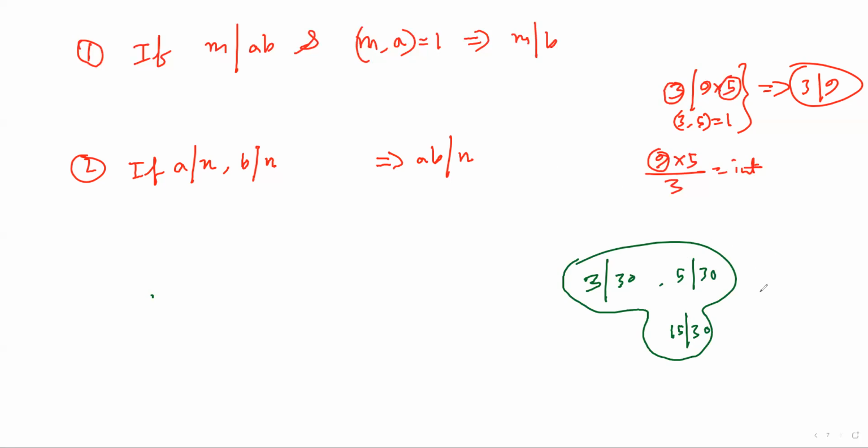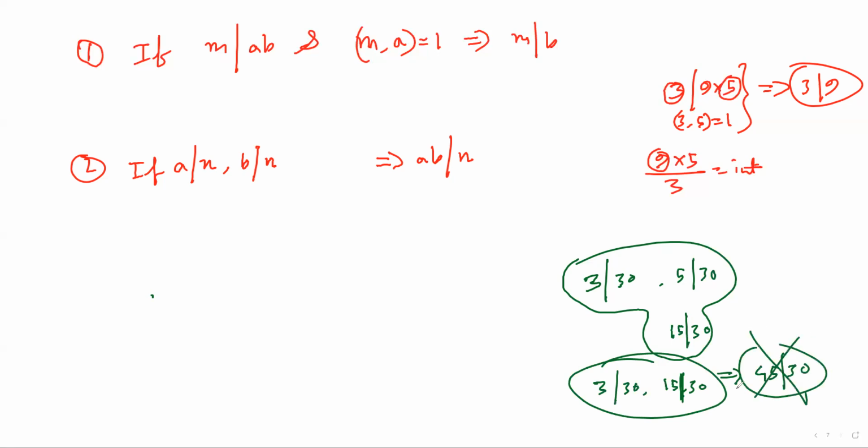Not really. You could actually manage to find counterexamples. In fact, we can reuse this example. 3 divides 30 and 15 divides 30. Should this mean 3 times 15, which is 45, also divides 30? This is not true, right? So why was the first case true but the second is not?